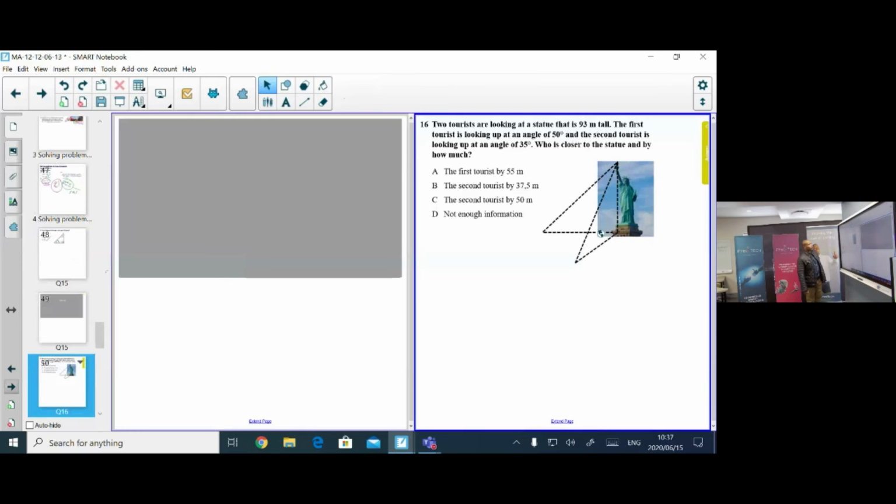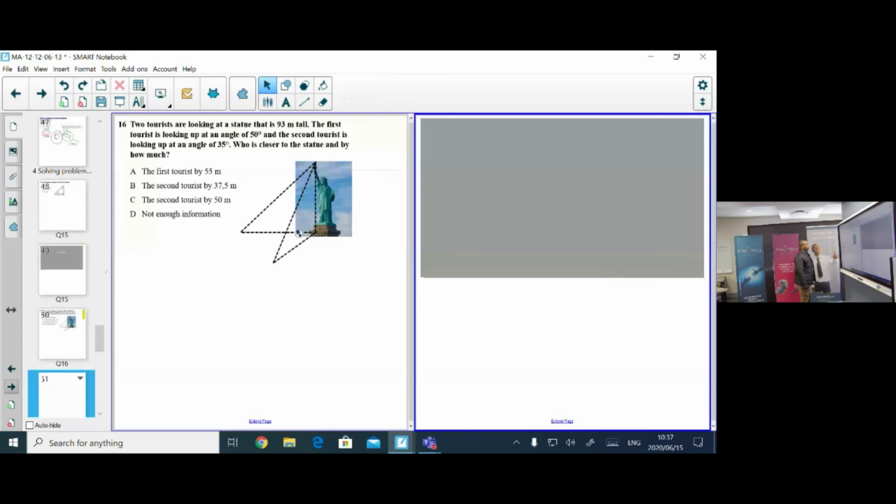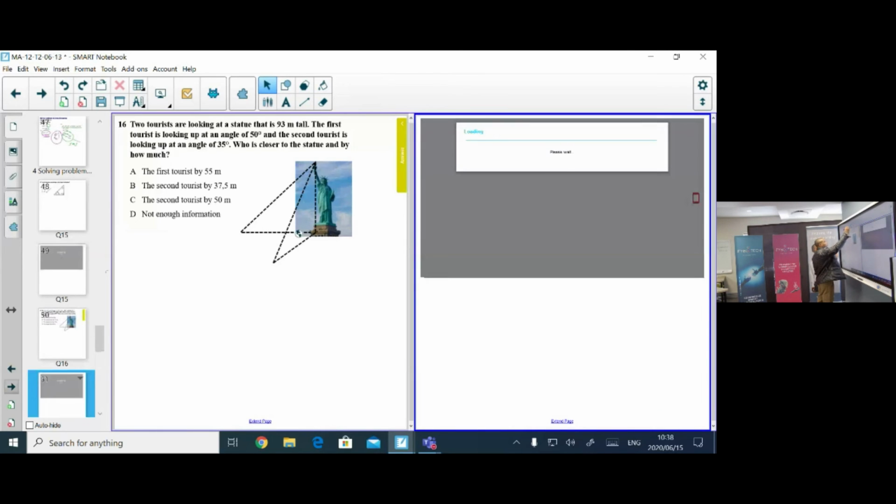So another question is, two tourists are looking at a statue that is 93 meters tall. The first tourist is looking up at an angle of 50 degrees, and the second tourist is looking up at an angle of 35 degrees. Who is closer to the statue and by how much? Okay, so if you are using your device, you are already able to see this question, I trust. And there is a diagram already showing us.